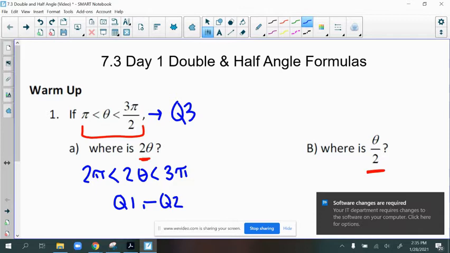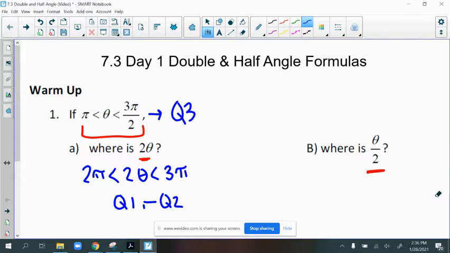I can do the same thing over here with the half angle. If I were to halve that, I would do pi over 2 is less than theta over 2, the half angle, which is less than 3 pi over 2 divided by 2, which would just be 3 pi over 4. So this is actually quadrant 2, between 90 degrees and 3 pi over 4. All right, so if we just ask you where they are, it's not too bad. But let's actually do some stuff.